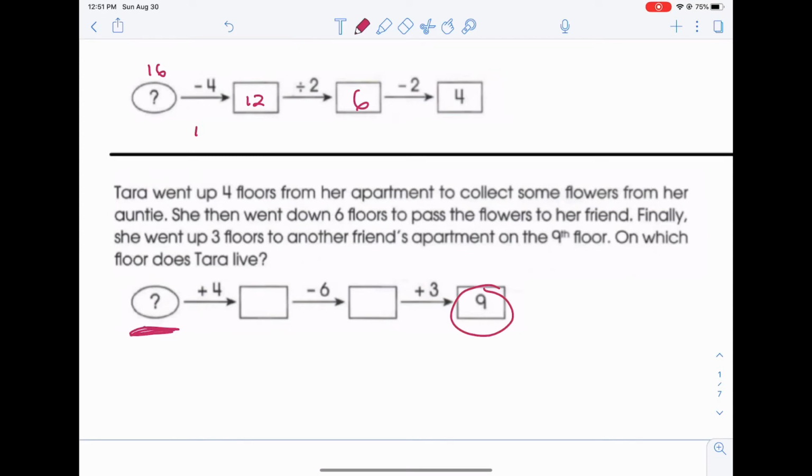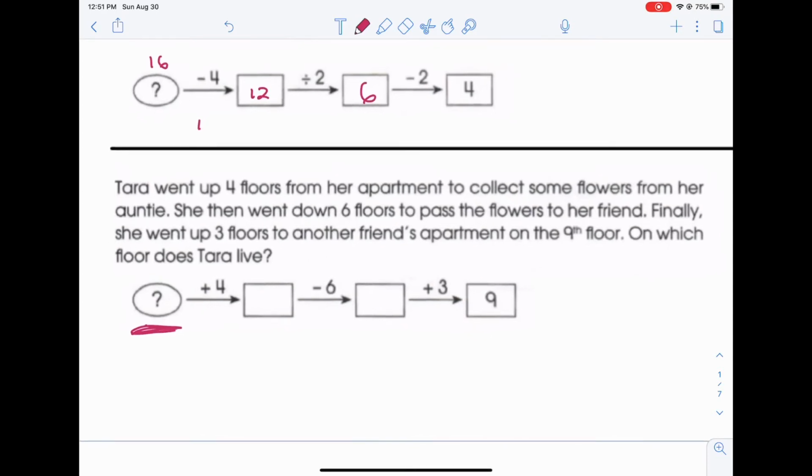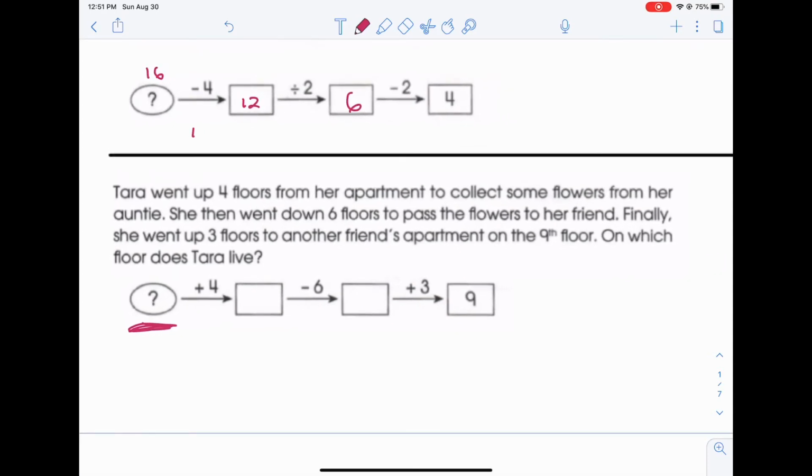So that is pretty straightforward. Again, what we do is we reverse, right? Minus 3, plus 6, minus 4, and then we just go through the problem. So what is 9 minus 3? Well, that's 6. Well, what is 6 plus 6? That's 12, and 12 minus 4 is 8.